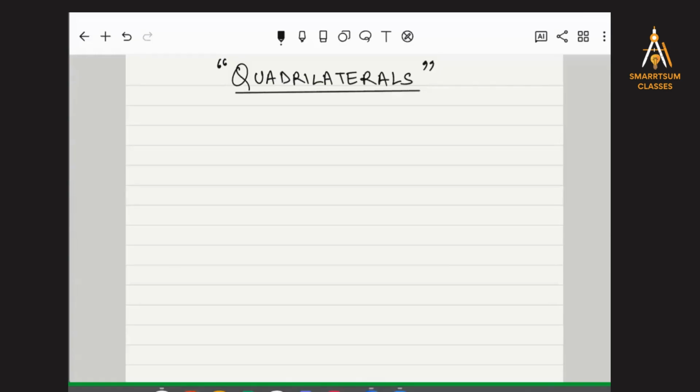So today we are going to start this new chapter, quadrilaterals, right? So very first we should know what is a quadrilateral. As you can see, the word quadri means four. Lateral means side. So a four-sided figure, which has four sides, is a quadrilateral.